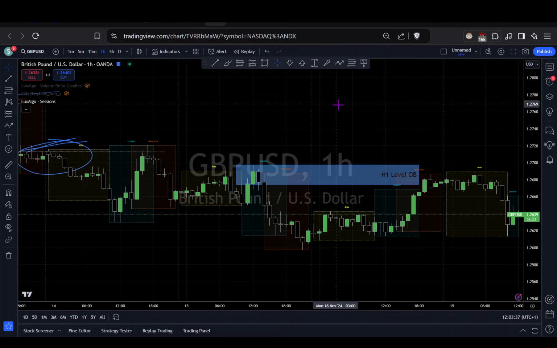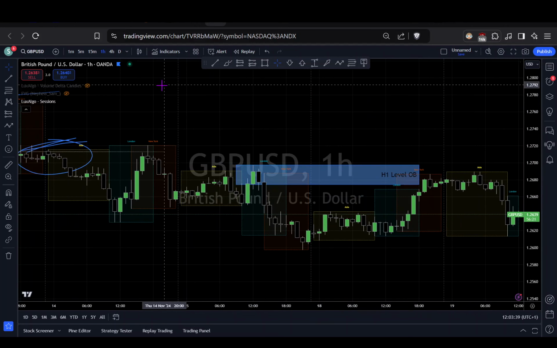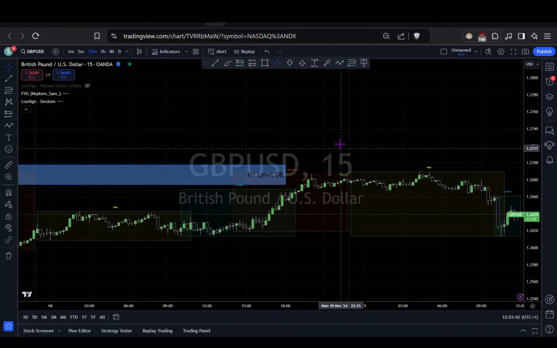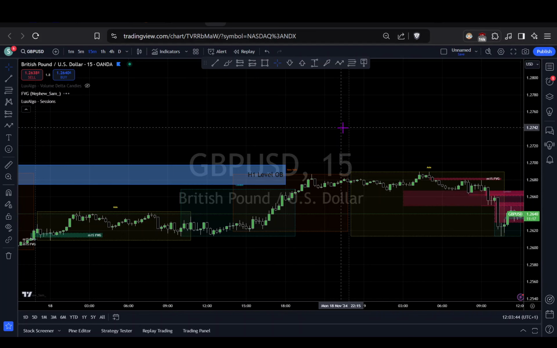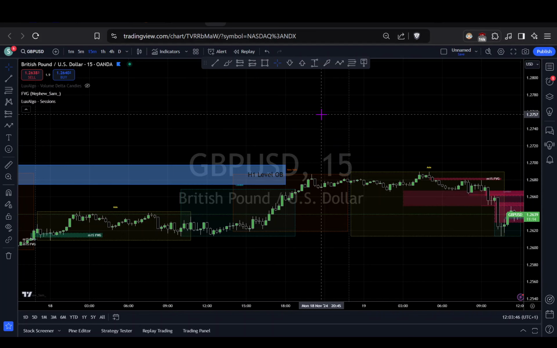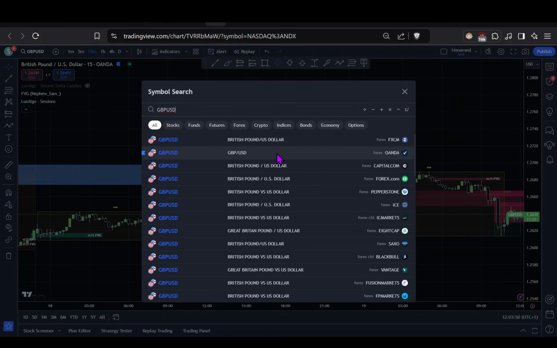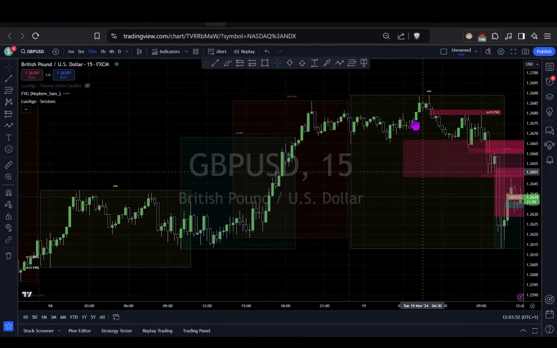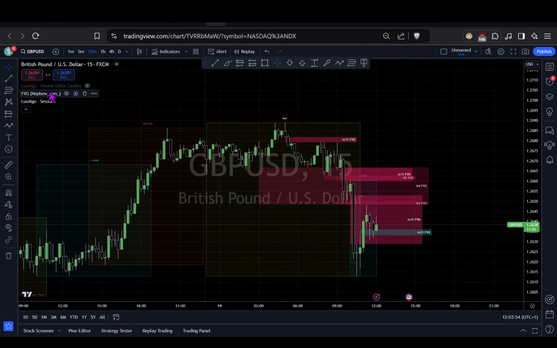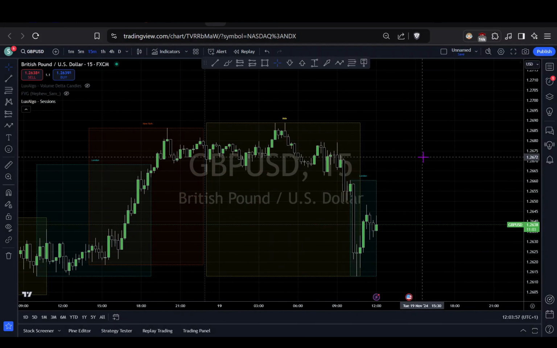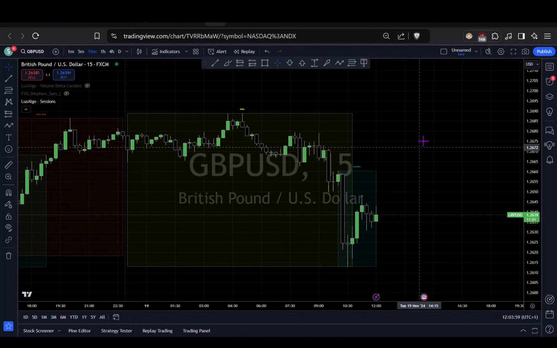So in the EU time zone, for example, let's go on 15 minutes. Maybe it's easier. Actually, let's go on another chart that I didn't play with. Let's go on FXEM. I think that should be clean. All right, cool. Let's also remove the gap indicator.